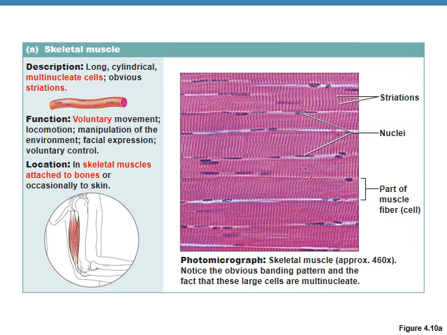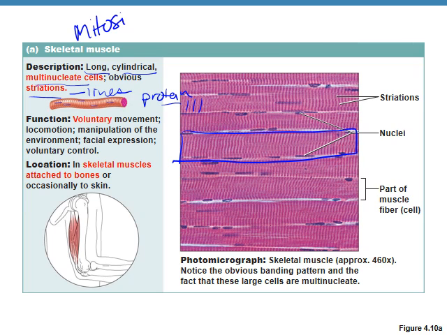Skeletal muscle is the first type of muscle we're going to talk about. These are long, cylindrical, multinucleated cells with striations, which are the lines. So these lines have something to do with proteins. When they say long and cylindrical, you can see that in this microscope image. But something we should talk about is why they're multinucleated: during mitosis, you have one cell and it copies itself, and now you have two.